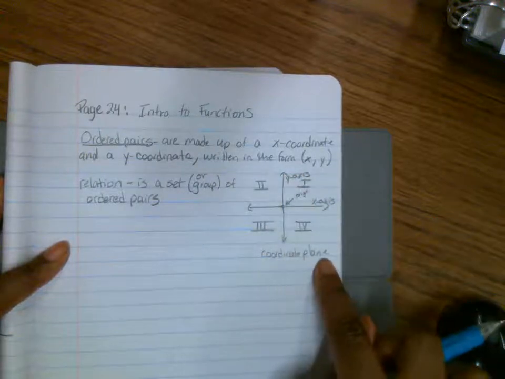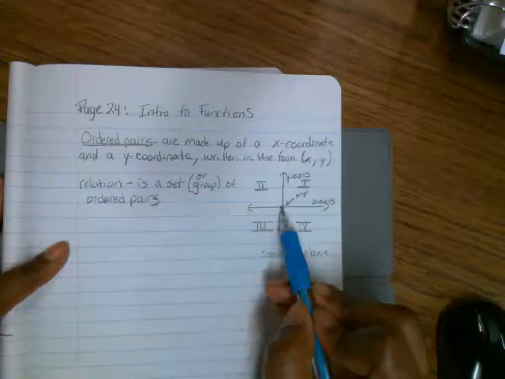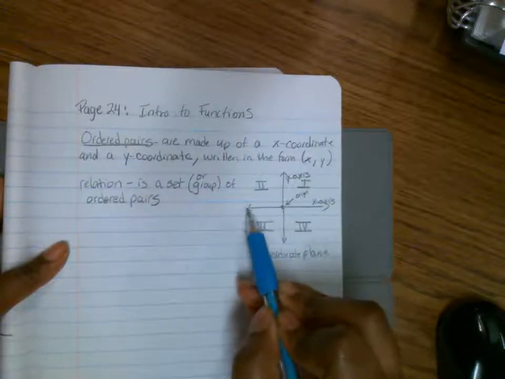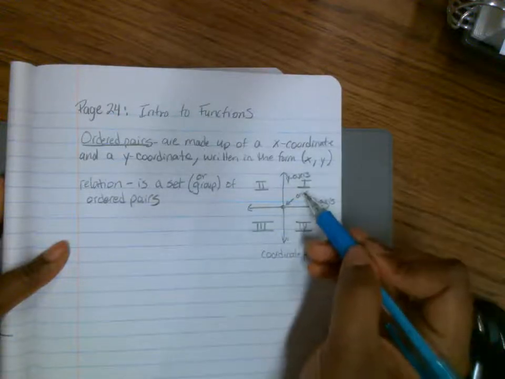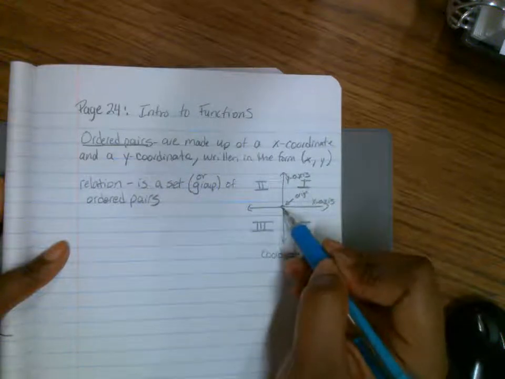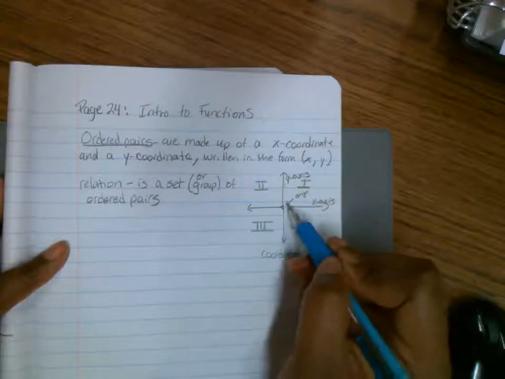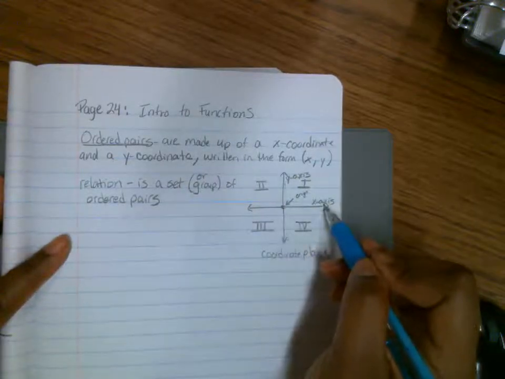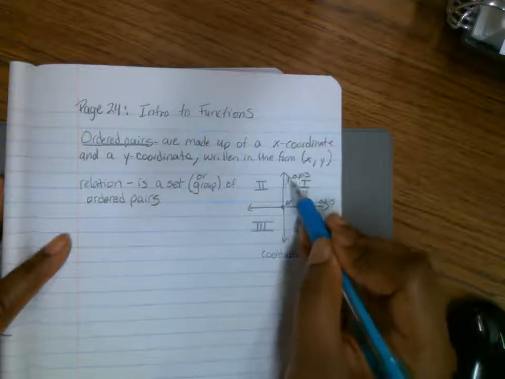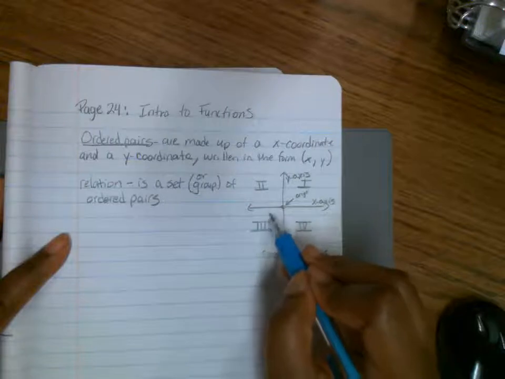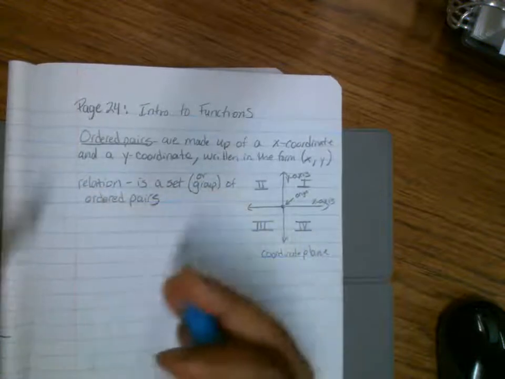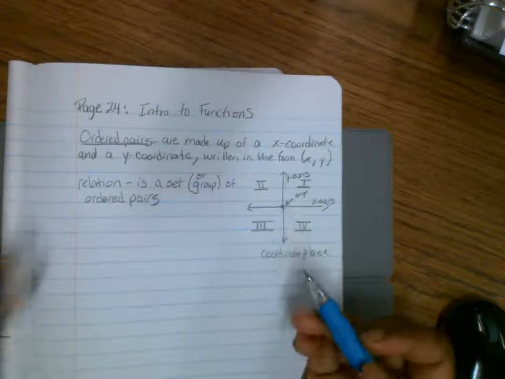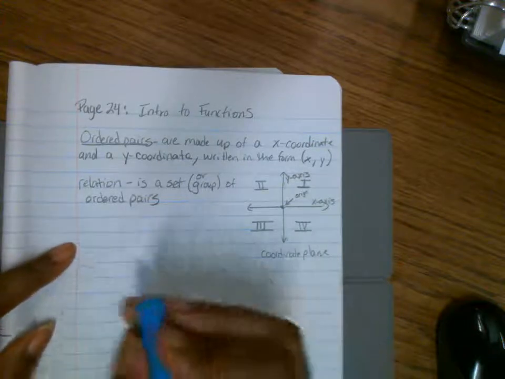A coordinate plane is made up of an x-axis, a horizontal number line, and a y-axis, a vertical or up and down number line. Where the axes meet is called the origin. They meet at 0, 0. The axes divide the coordinate plane into 4 sections or regions. This is quadrant 1. This is quadrant 2. Quadrant 3 is below. Quadrant 4 is here. A relation is a group or a set of ordered pairs. And so now we can kind of talk about what a function is.